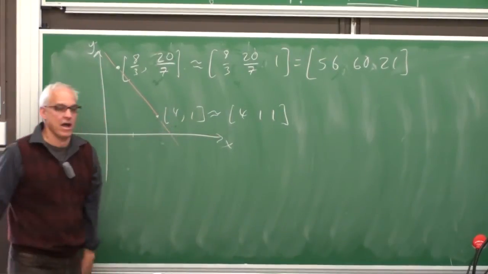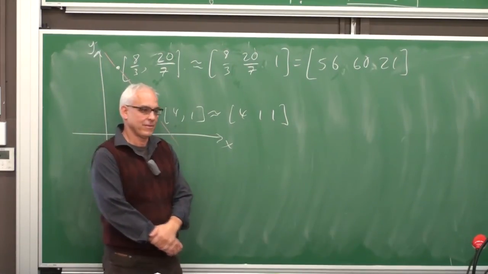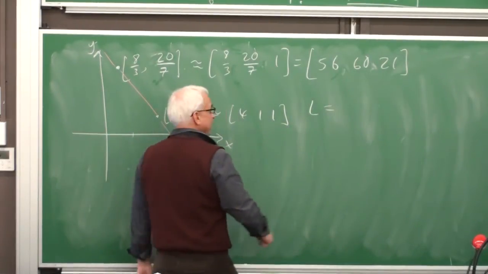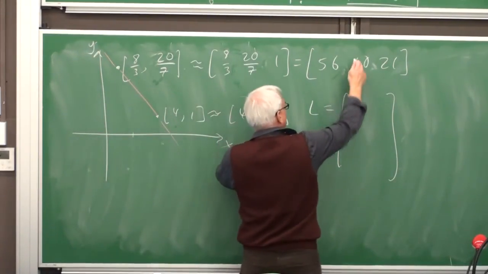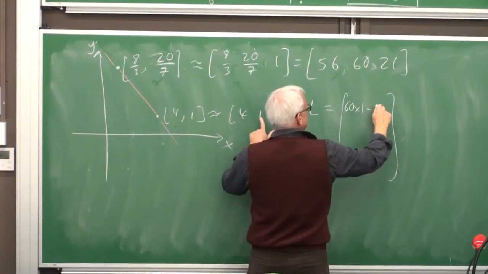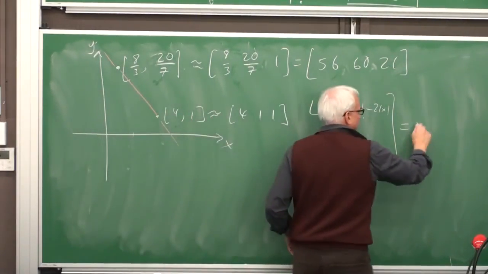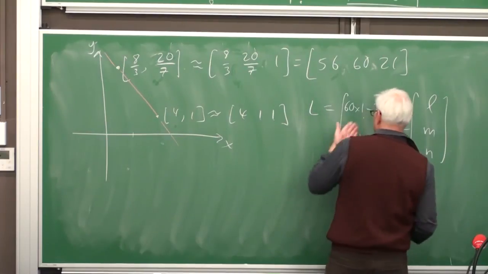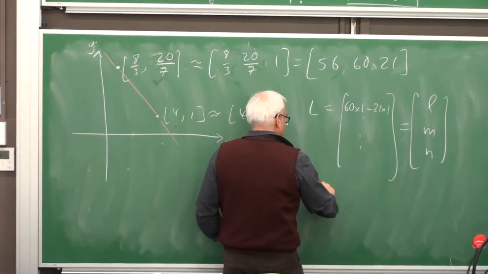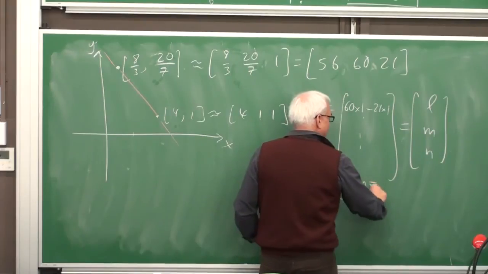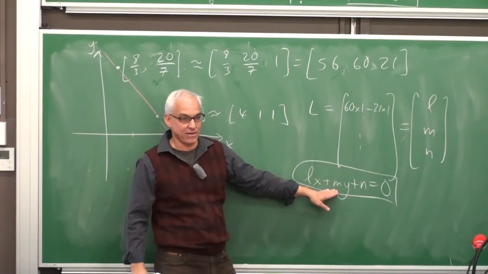Okay, so how are we going to find the equation of this line? We're just going to take the cross product of these two things. So the line L is going to be, what are its coefficients? You just take the cross product. So 60 times 1 minus 21 times 1, etc. And let's say whatever it is that we get is L, M, and N. I could do it, but I'm not going to. Then the corresponding line is Lx plus My plus N equals 0. That's how we convert a column vector like this to an actual equation of a line.